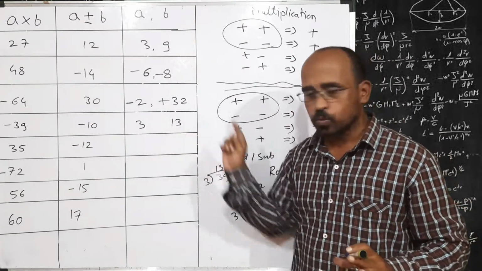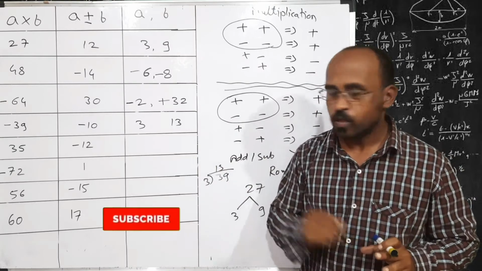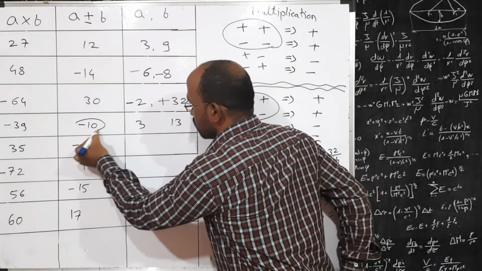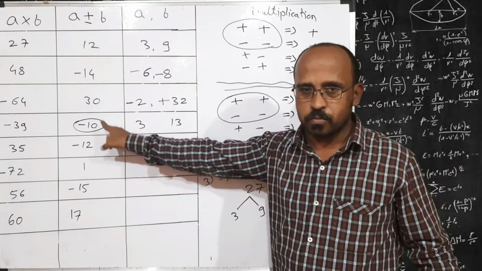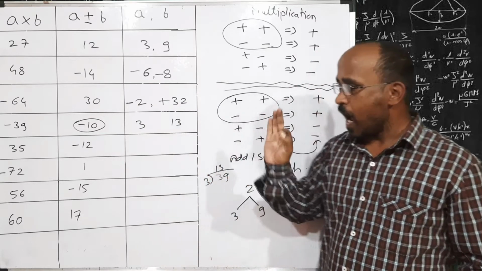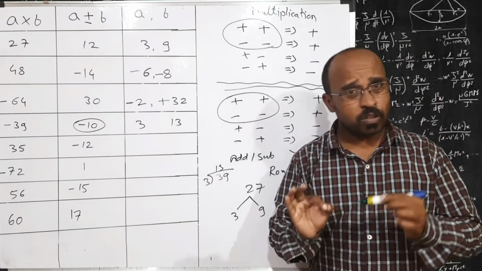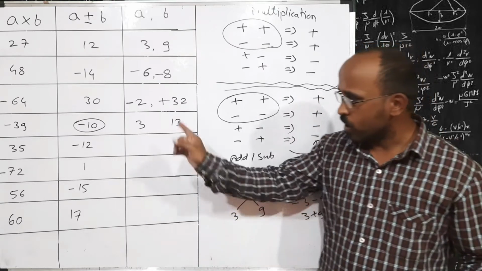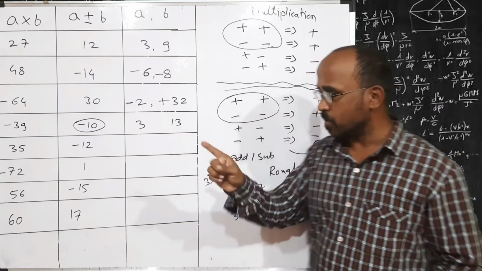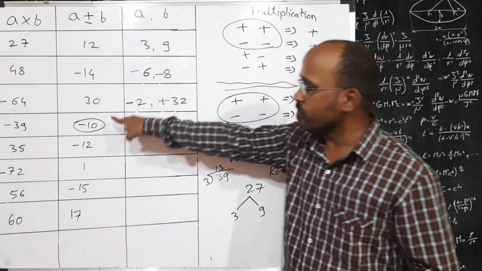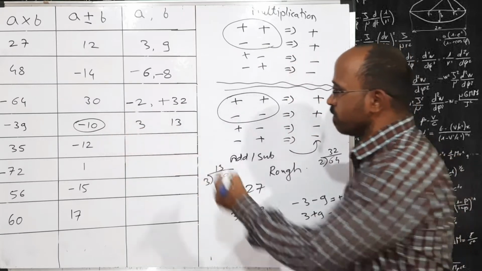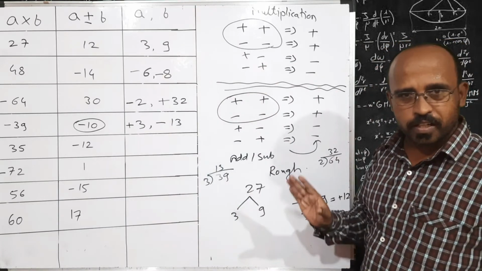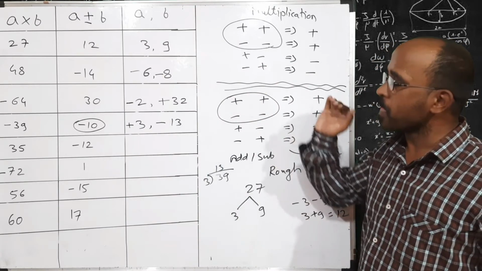Clear? Now among these two, one is positive, one is negative. So which one will be positive and which one will be negative? Look at the symbol of the answer. What is the symbol of the answer? Symbol of the answer is negative. And in subtraction, what is the symbol of the answer? Symbol of the answer is the symbol of the greater magnitude, symbol of the greater number. So among these two, which is the greater number? 13. So its symbol will be carried by the answer. So 13 will have negative symbol and 3 will have positive symbol. Are you getting it, students? I hope you are getting it.